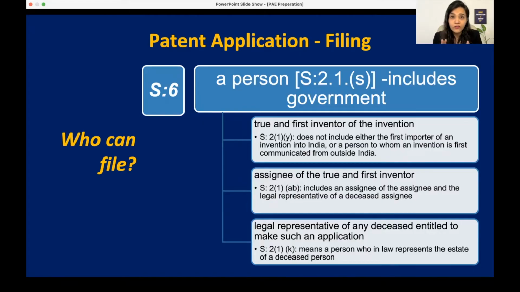Now, first, it uses the term person, any person which includes XYZ. Then what does the term person mean?